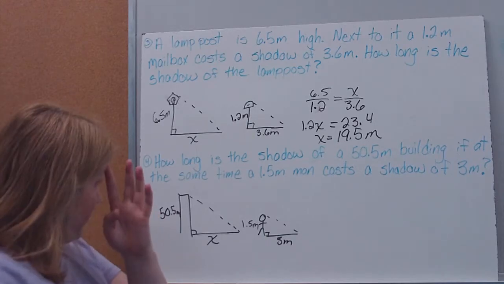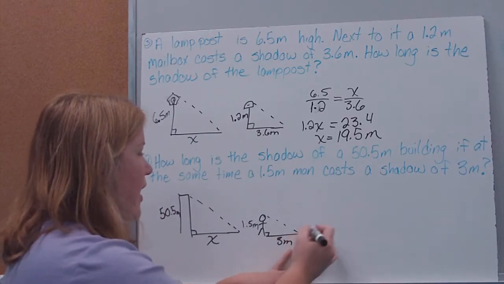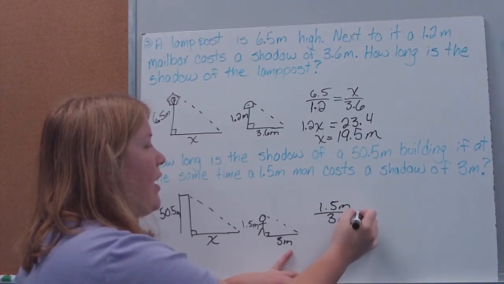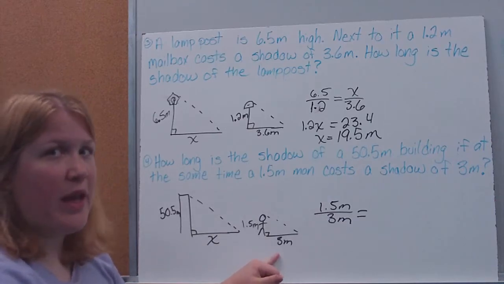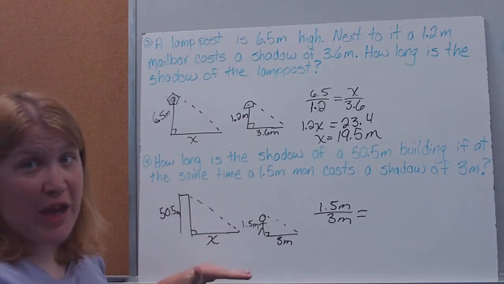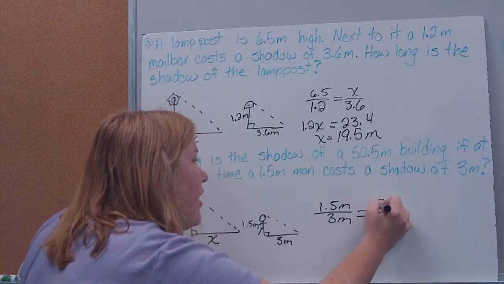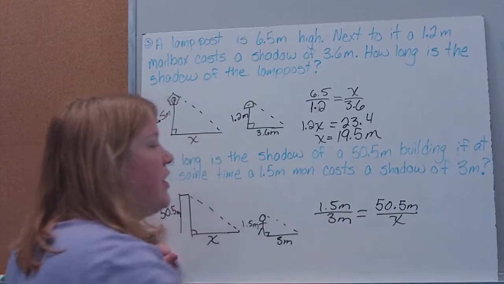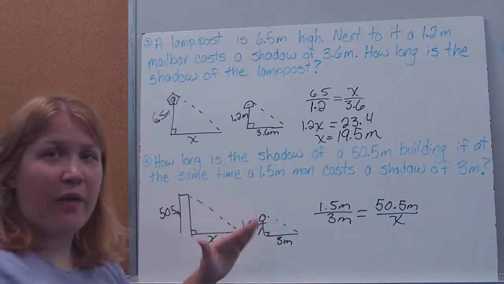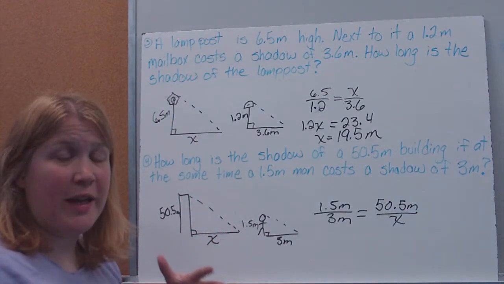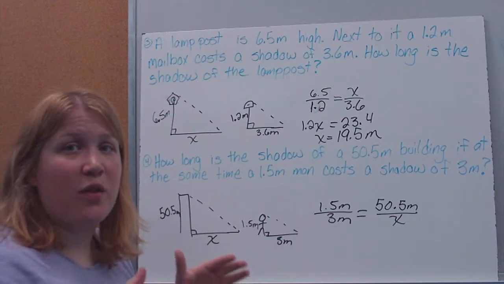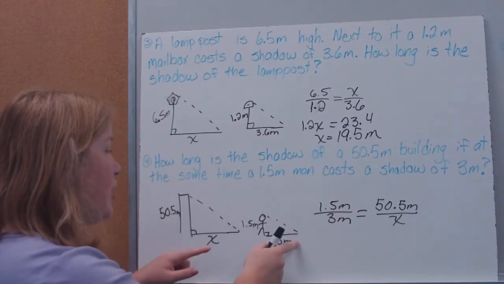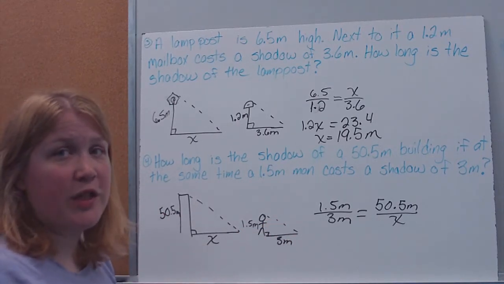So I'm going to start with the man here. The man is 1.5 meters. He casts a 3 meter shadow. So I did height to shadow of the man. So I'm going to set that equal to height to shadow of my building. The height of my building is 50.5. I don't know what the shadow is. So you'll notice, however I set it up, the first ratio, I'm setting up the second one the same way. So as long as I'm picking the things that correspond, I'm fine. I could also set it up man to building and then shadow of the man to the shadow of the building. That would have worked too.